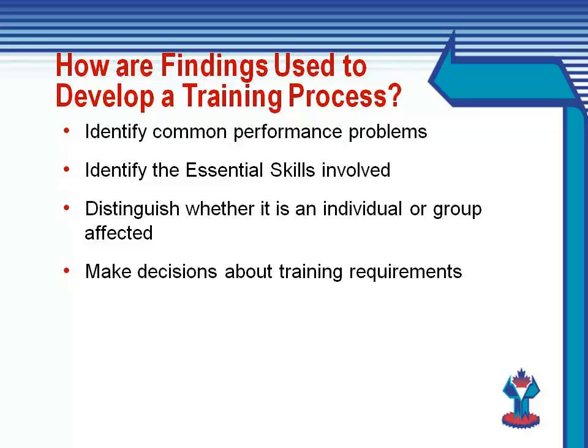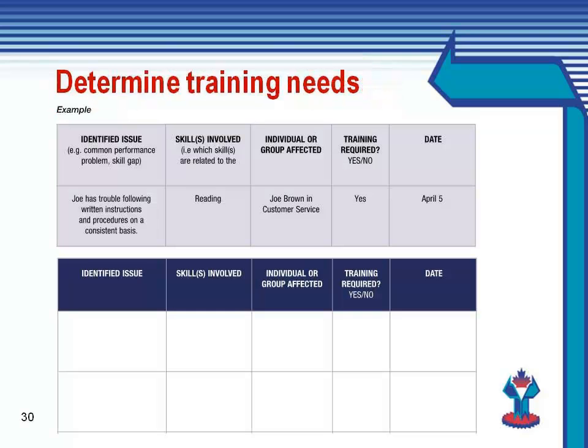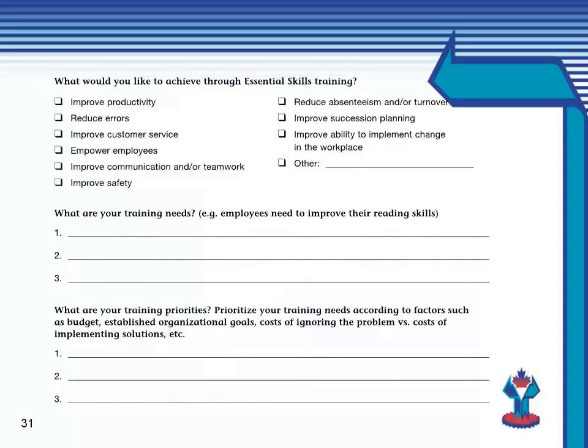Your assessment may have also identified whether the performance issue is at an individual or group level. All of this information can be used in determining training requirements and for whom. This simple table from the Taking Action Guide mentioned earlier in the presentation can be used to track the essential skills issues identified through job site observations and assessments. This template can be used to identify your training goals, needs, and priorities. It is also available in the Taking Action Guide.